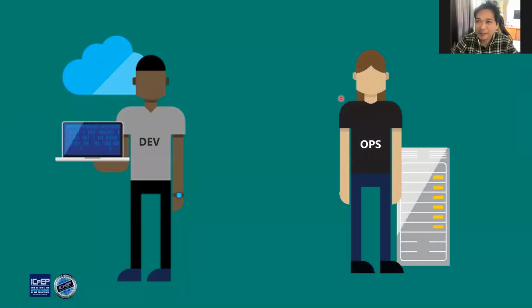And then meet Paolo. He's a guy, he just looks like a girl because of his long hair. So he's a long hair guy. His role is DevOps. Both of them are working in a private company. If you can notice, Dev has a laptop in hand and a cloud behind him. Ops, or Paolo, has a server beside him. Okay, so I'm going to tell a story about them.